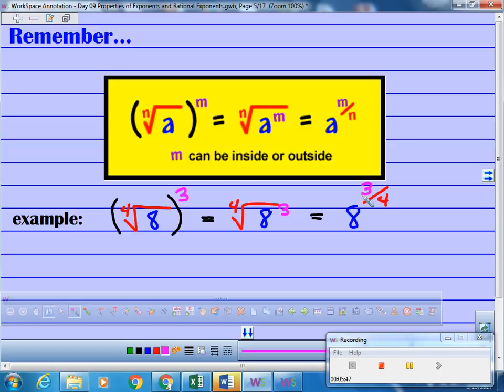Yeah, whatever is inside the square root is attached to the 8. I'm talking about 3 eighths. Just like over here, I'm talking about 3 eighths. These two are the same. All three of these are equivalent in essence.